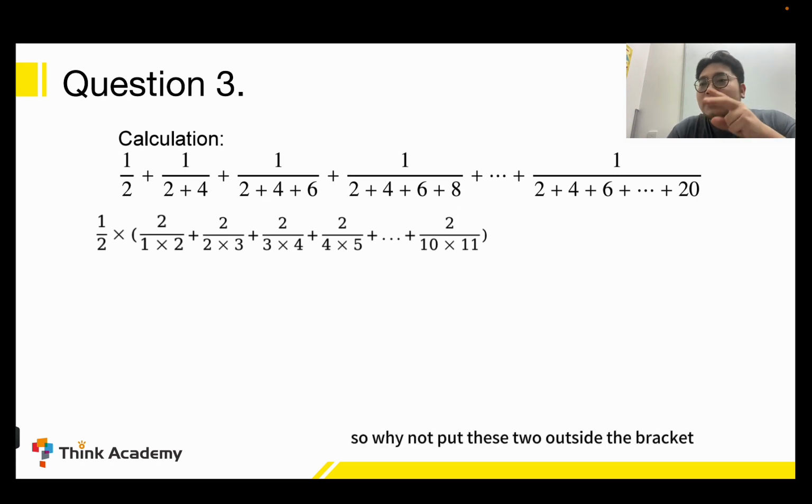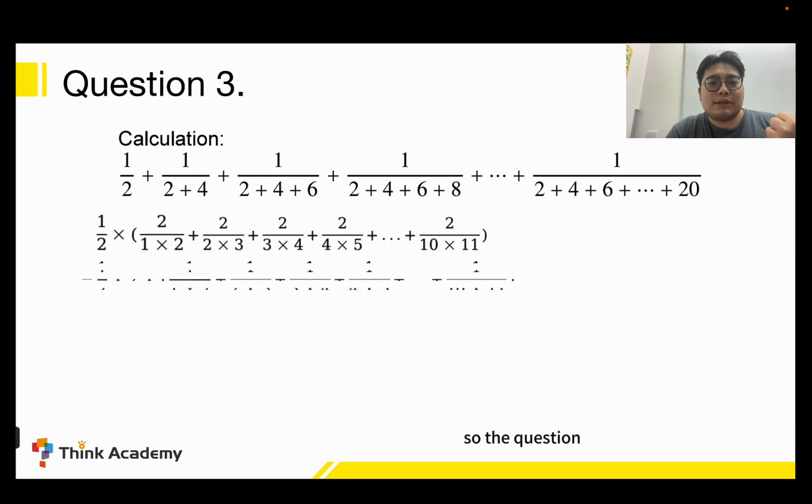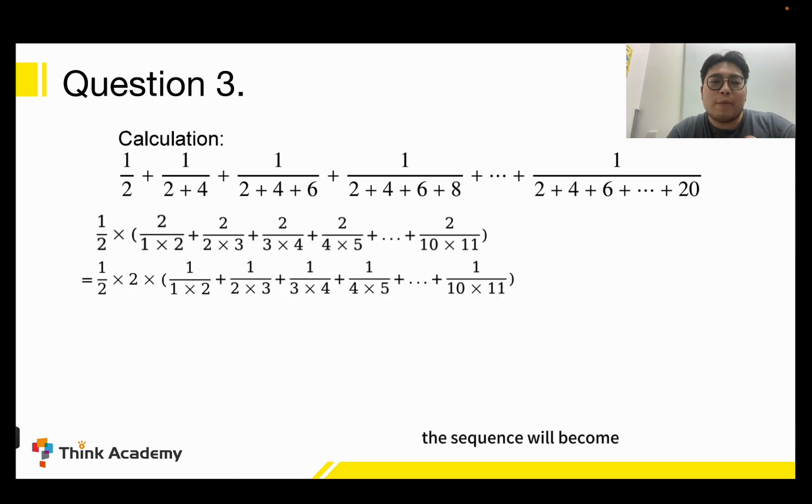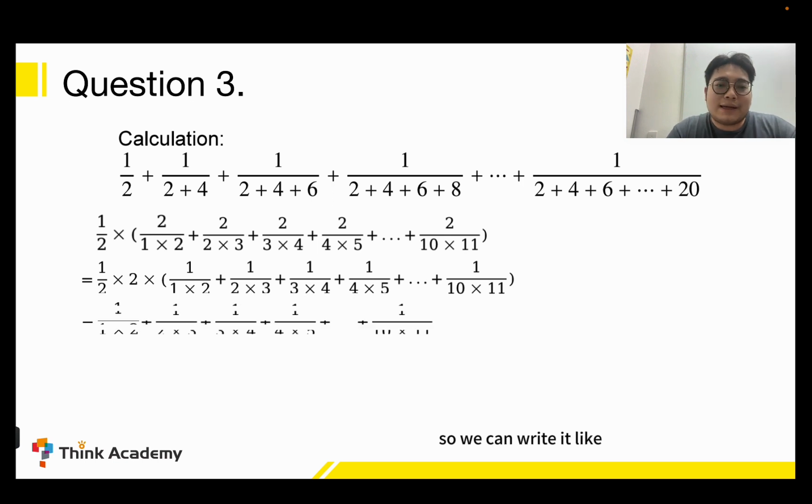So why not put this 2 outside the bracket? So the sequence will become 1 over 2 times 2 times this bracket. So 1 over 2 times 2, yeah, we like it very much because it just equals 1. So we can write it like 1 over 1 times 2 plus 1 over 2 times 3 plus blah blah blah plus 1 over 10 times 11.